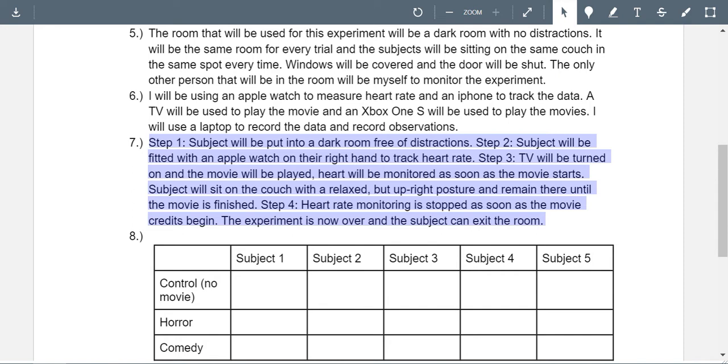You said step 1. And again, just make this numbered, not in a paragraph. Subject will be put into a dark room free of distractions. Okay? This would actually be a good place for us to take a picture of what that room looks like and put it in your procedure. That way, another scientist in another country can try to replicate your results as best as they can. So just one of those things. You said step 2.